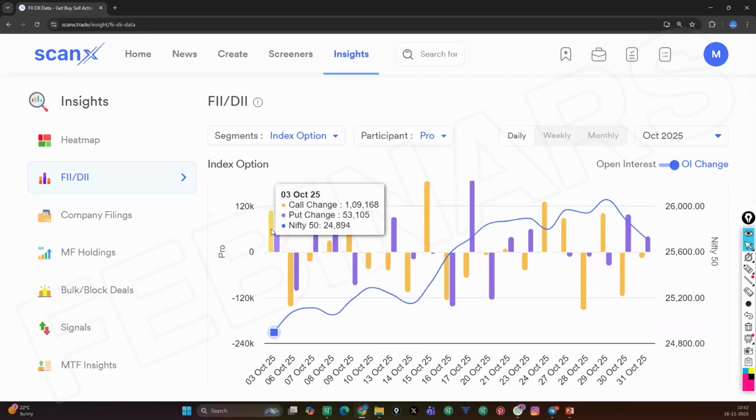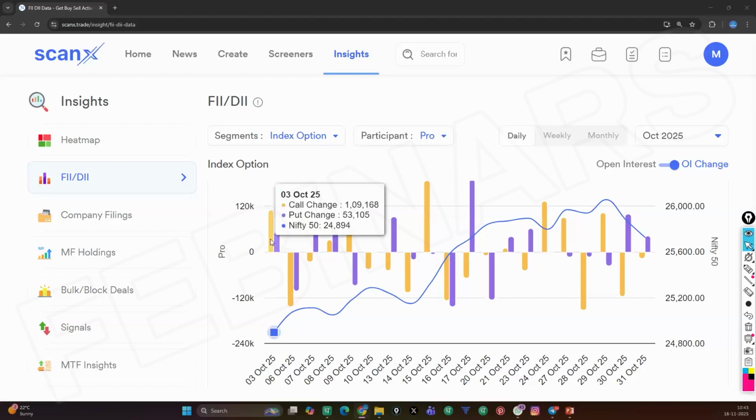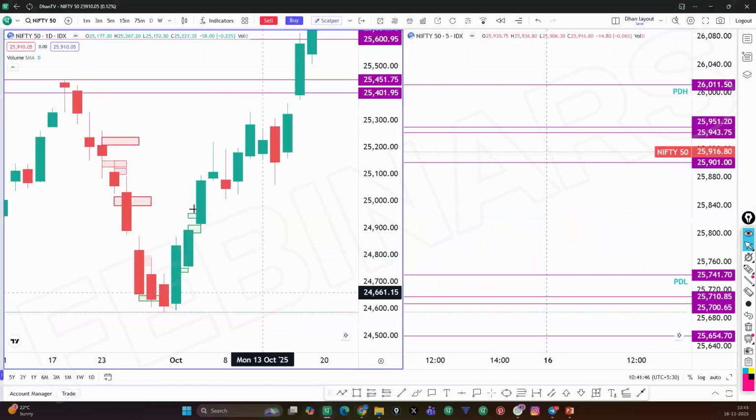Yeah. So can you please, by looking at the 3rd October data, what do you feel by looking at just the pro data? Are they bullish or bearish? Only third data. Absolutely bullish. And next day the market created a fantastic trending day. This is another example.